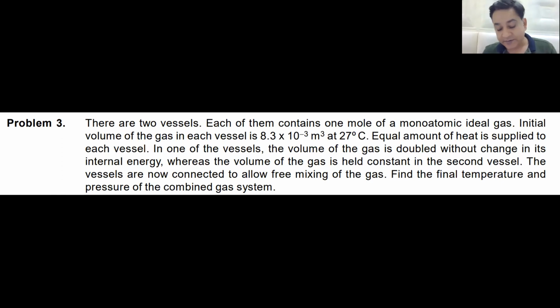There are two vessels. Each of them contains 1 mole of a monatomic ideal gas. Initial volume of the gas in each vessel is the same. Equal amount of heat is supplied to each vessel. In one of the vessels, the volume of the gas is doubled without changing its internal energy, whereas the volume of the gas is held constant in the second vessel. The vessels are now connected to allow free mixing of the gas. Find the final temperature and pressure of the combined system.